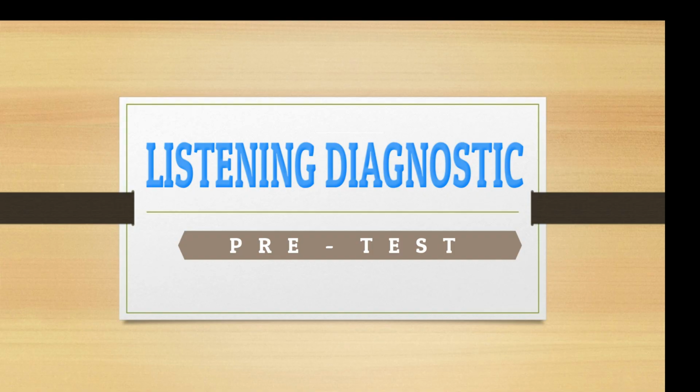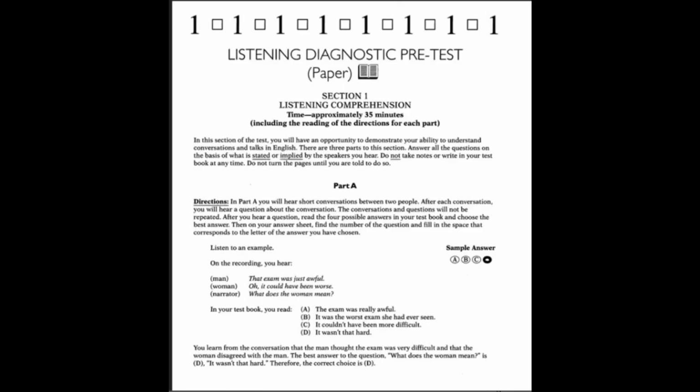Diagnostic Pretest. Section 1. Listening Comprehension. In this section of the test, you will have an opportunity to demonstrate your ability to understand conversations and talks in English. There are 3 parts to this section, with special directions for each part. Answer all the questions on the basis of what is stated or implied by the speakers you hear. Do not take notes or write in your test book at any time. Do not turn the pages until you are told to do so.